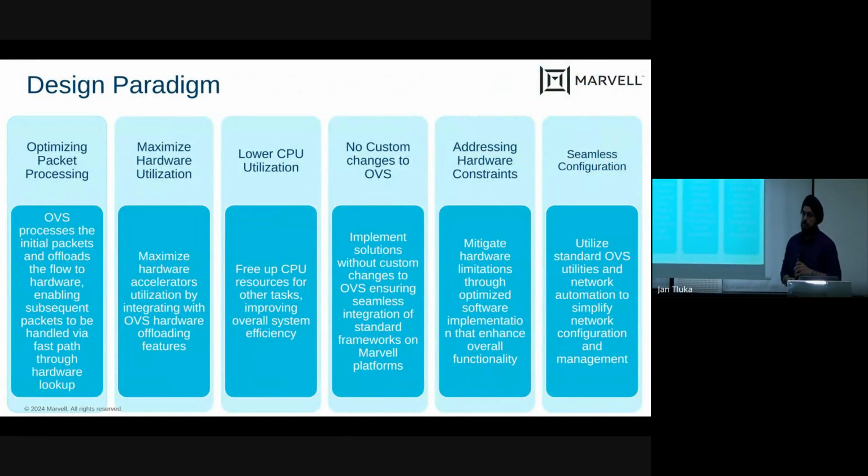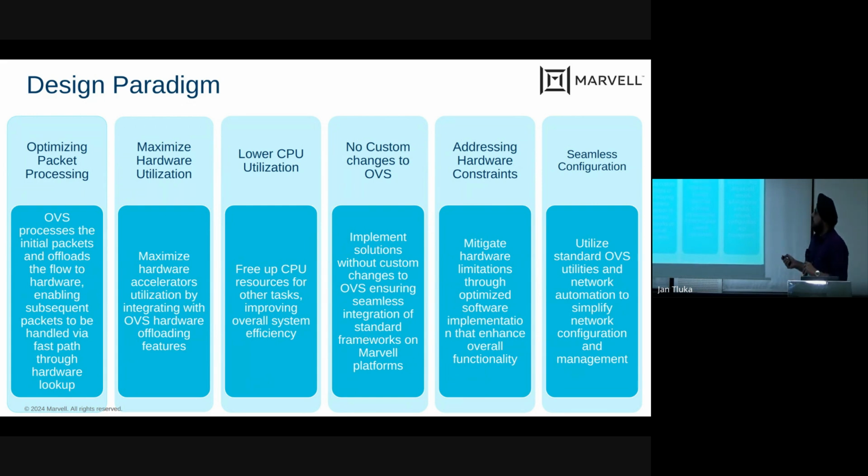Coming to the solution we designed, as we saw in the first slide, the exception path is handled by OVS, and once OVS has recognized the flow, it offloads into the hardware. The packet then passes through each hardware accelerator that CN10K offers, so it's used efficiently. It's an optimized path where the fast path is offloaded, maximizing hardware utilization and freeing up the CPUs for other critical tasks, like running the business unit. This is an important point: we made sure there are no custom changes to OVS, so that it gives us seamless integration with the standard frameworks which can run over the Marvell platforms.